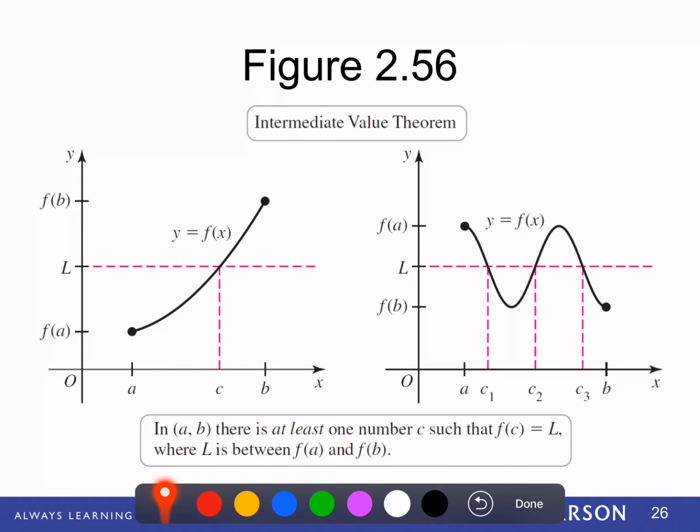Here on the left example, I have f of a here, and here's b, f of b. So between f of a and f of b, I have this entire region. If you pick any single value in the region, for example, the value of L, what the intermediate value theorem says is there's guaranteed to be a spot on the graph right there, or a c value between a and b such that f of c equals L.